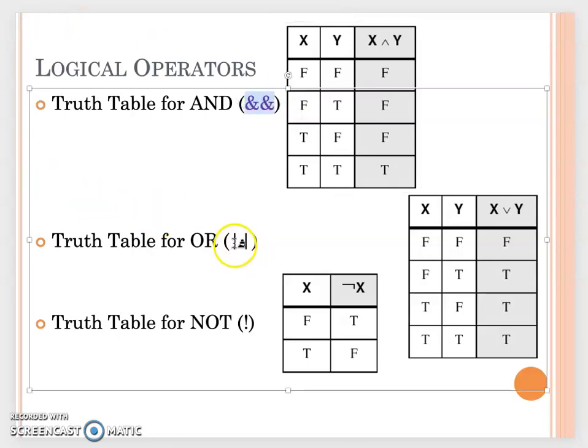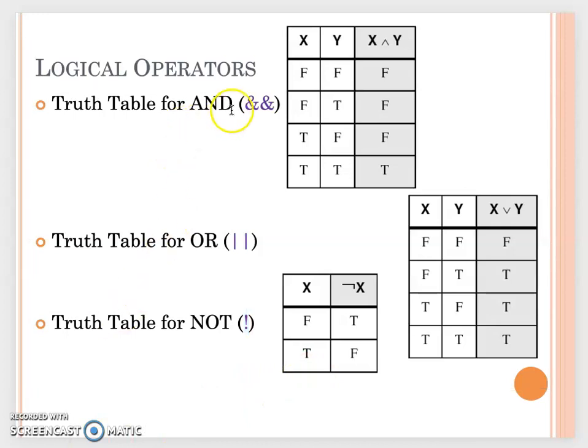The same thing with OR. OR is also associated with two values, two expressions. If one of them is true, your result is true. Of course, if both of them are false, it becomes false, and if both are true, it becomes true. The last one is NOT. NOT is only associated with one expression, and you just reverse the result.